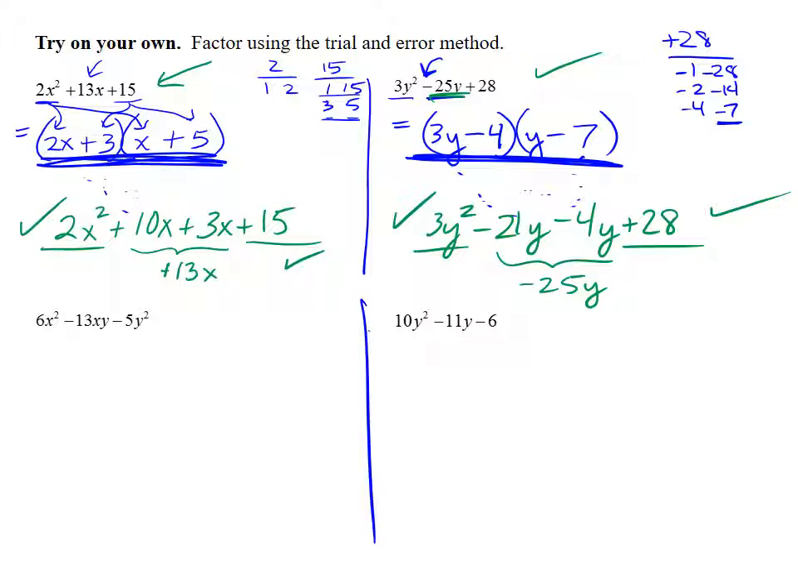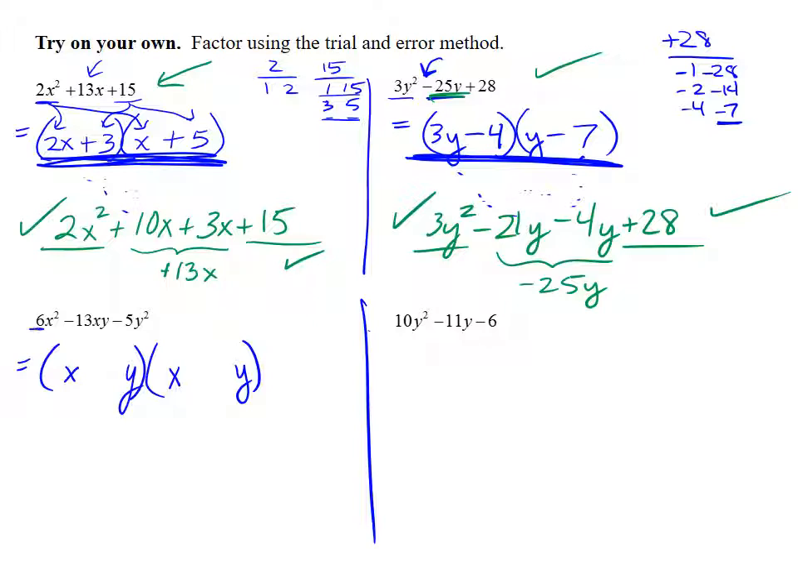Continuing on, here's our next example, 6x squared minus 13xy minus 5y squared. What we have here is 2 variables in the problem. The x squared in the first term, the x squared always splits to x and x, and the y squared will split to y and y in the second location. This is very typical if you have 2 variables in your trinomial.